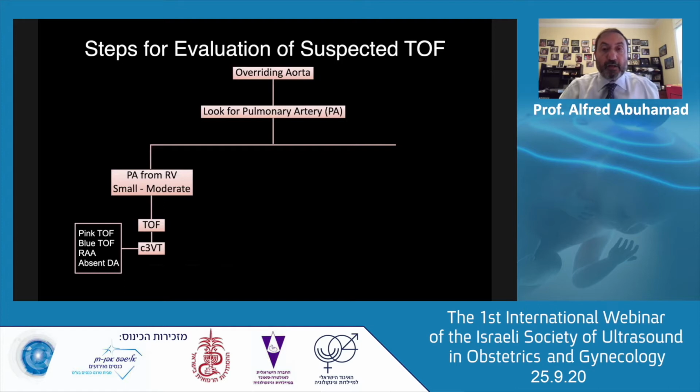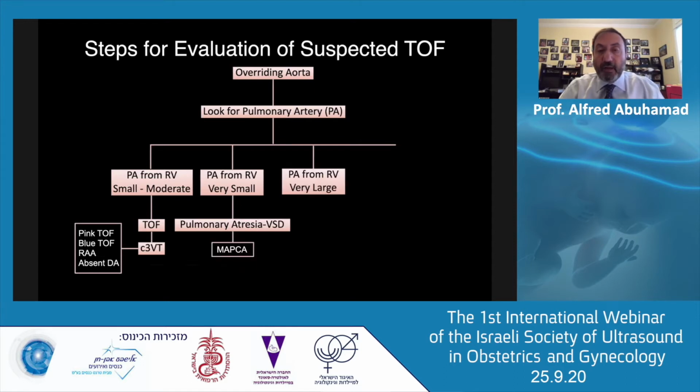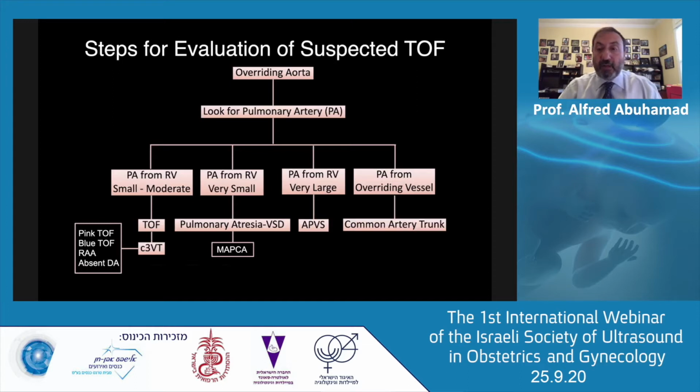Is the aortic arch right-sided? Important for DiGeorge. And is the ductus arteriosus present or absent? If the pulmonary artery comes from the right ventricle but is very small, think about pulmonary atresia with VSD. If the pulmonary artery comes from the right ventricle but is very large and you have overriding aorta, think about absent pulmonary valve syndrome. And if the pulmonary artery comes from the overriding vessel but not from the right ventricle, then you have common arterial trunk. So this is the way we evaluate an overriding aorta, using the help of color Doppler.